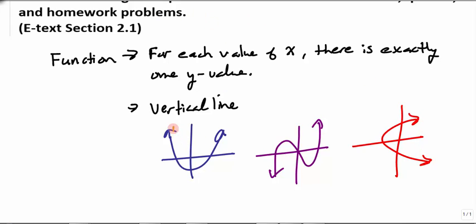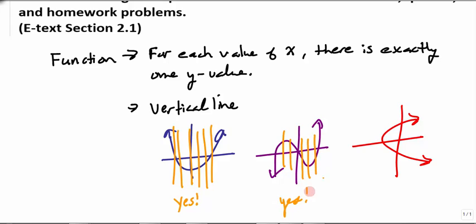If we give this the vertical line test, we can see that for each value of x, there's only one y value, meaning I never pass through more than one point at a time. So yes, it's a function. Same thing here. For this value of x, there's only one y. For this value of x, there's only one y. For this value of x, there's only one y. So again, this is a function as well.